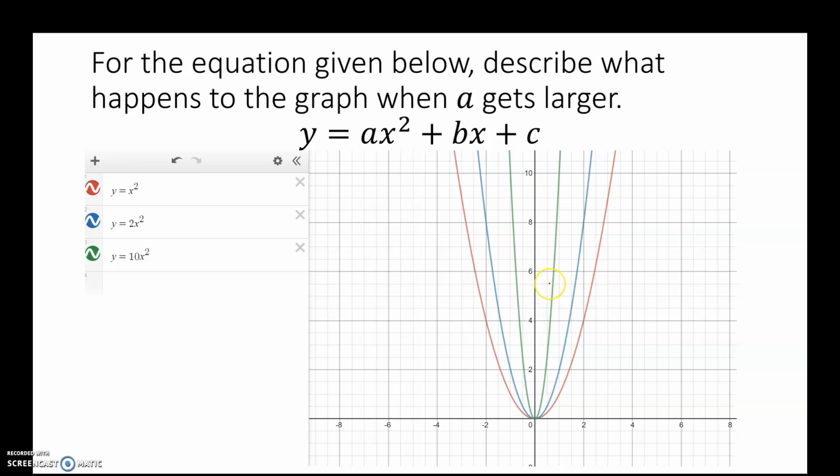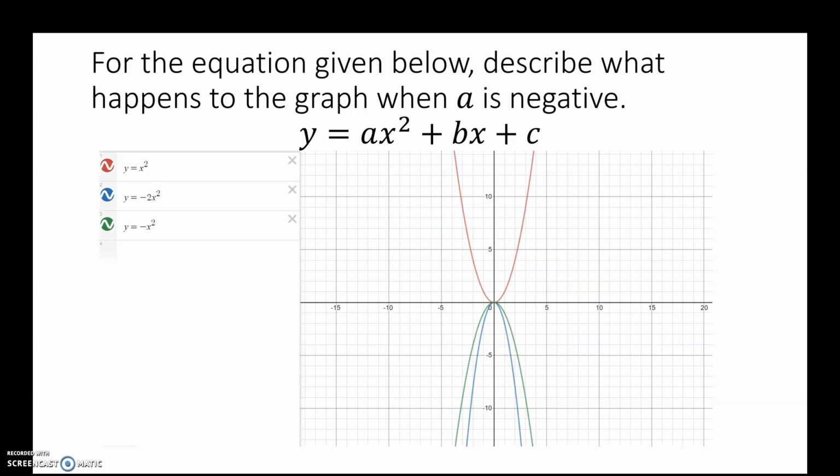I put 3 examples on here, but please, I encourage you, go back to Desmos and let a be any number greater than 0 and look to see what's happening if you were to graph it on your own. Okay, and I do ask you to write that response in the form. So I want to know, as a gets larger, the graph is, and you're going to fill in the blank there.